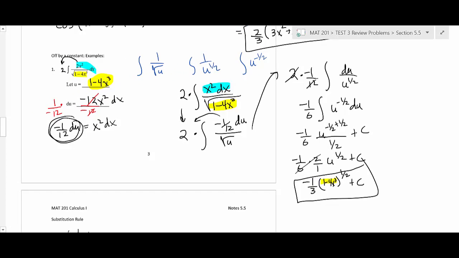Not too bad, okay. The thing is, the du part is the thing you have to work with. You gotta figure out the correct thing to set u to, and then the du, sometimes you have to mess with that to get it to match up. Okay, tell me, I don't know.